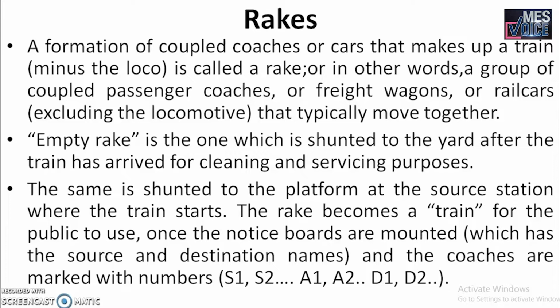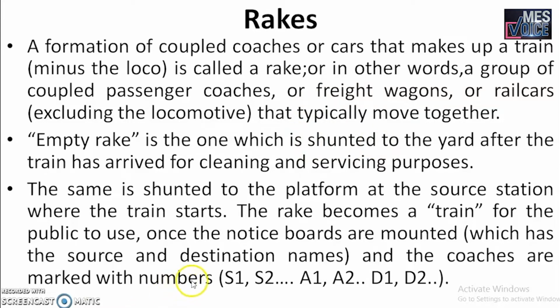In other words, a rake is a group of coupled passenger coaches or freight wagons or rail cars. An empty rake is the one which is shunted to the yard after the train has arrived, for cleaning and service purposes. Here is another term that you need to check, that is shunting. Shunting means to stop. A train is shunted means it is stopped in the yard for different purposes. It may be for cleaning or for servicing purposes.